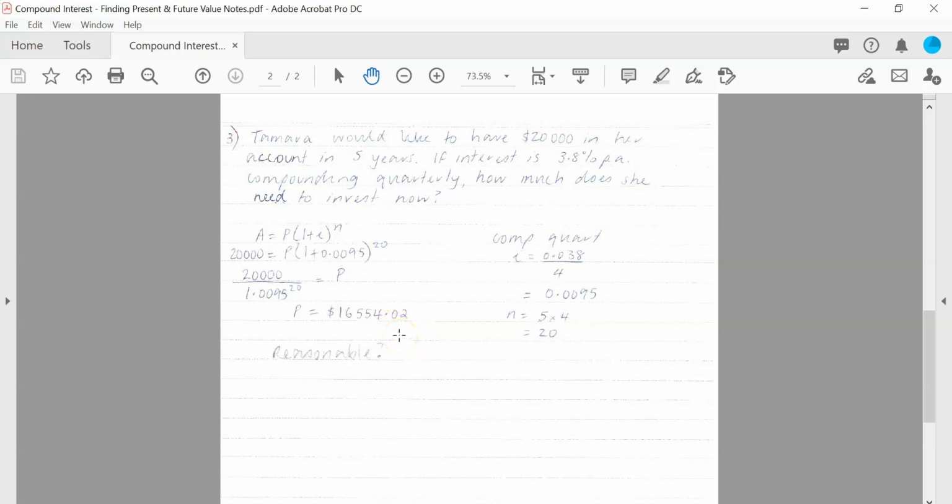$16,554.02. If we needed to evaluate the reasonableness of that solution, this time because we were trying to find the initial value, we would expect that the initial value would be less than the final value of 20,000. And we could explain that, and that would be enough for our justification of the reasonableness of our result. That's the end of the work for today.